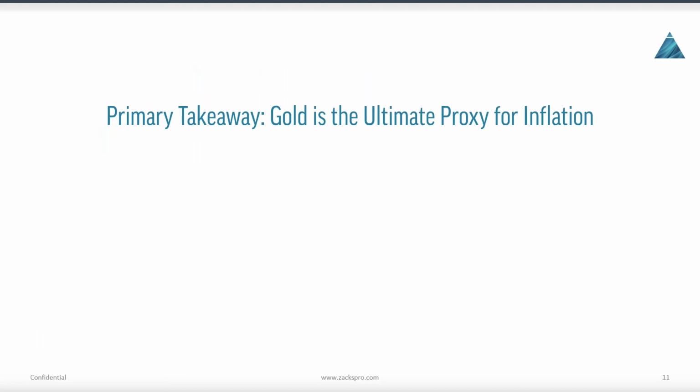So the primary takeaway here is that gold, or even silver, is the ultimate proxy for inflation. But gold more so than silver, because silver is slightly more of an industrial metal as well. So in my personal opinion, gold is the proxy for inflation. But what type of inflation? Monetary inflation. We're looking at measuring the purchasing power of the US dollar.